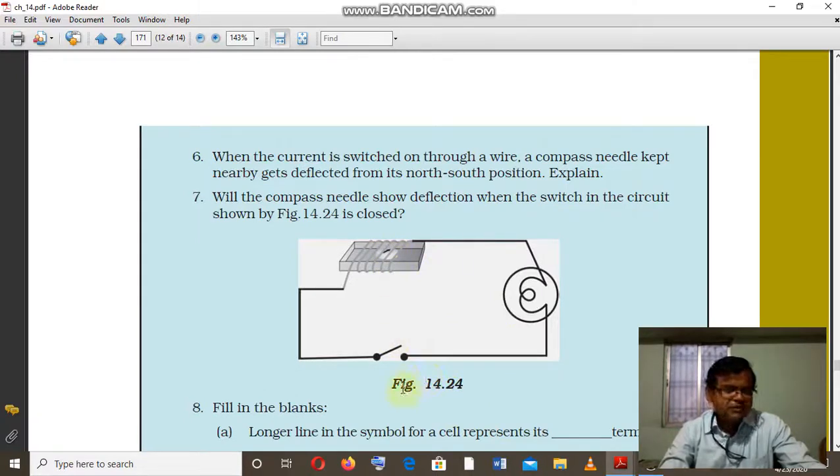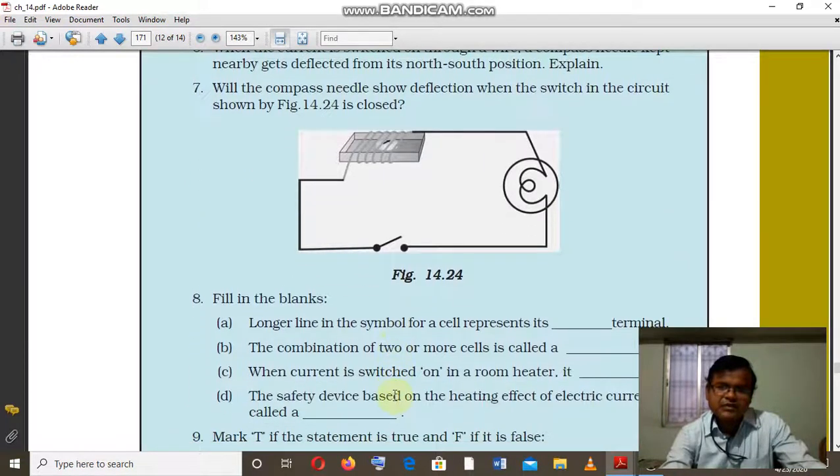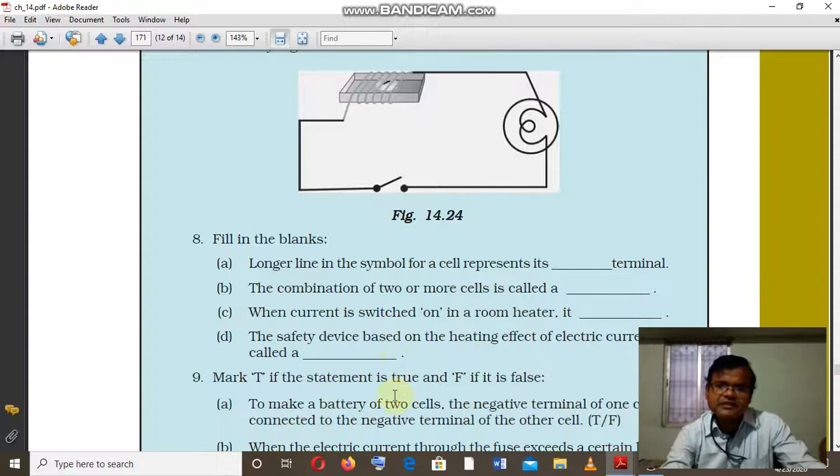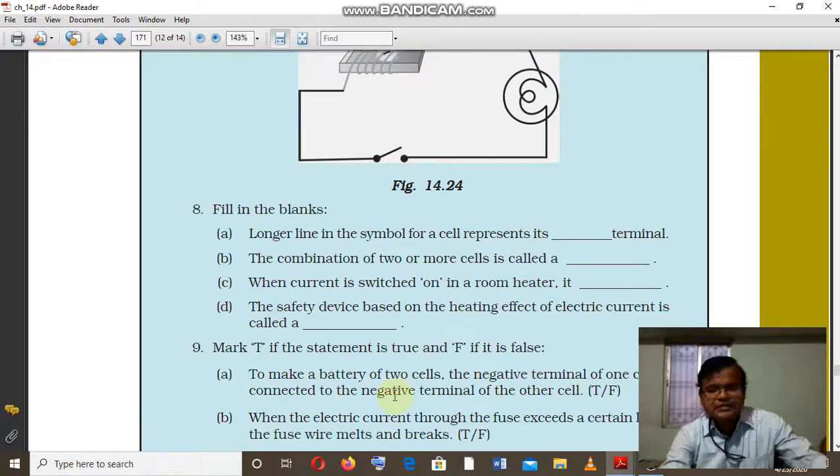Question number 8. Fill in the blanks. A, the longer line in the symbol represents the positive terminal. B, the combination of two or more cells is called a battery. C, when the current is switched on in the room heater, it gets heated, or it produces heat. D, the safety device based on the heating effect of electric current is called a fuse.